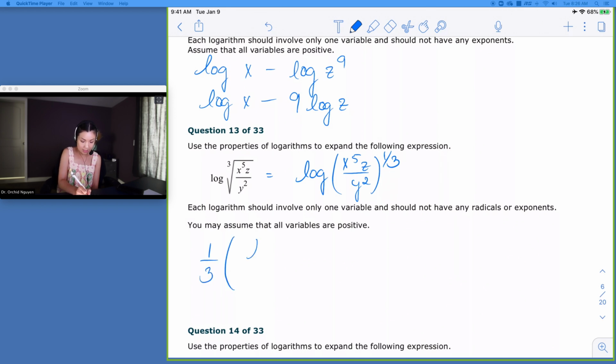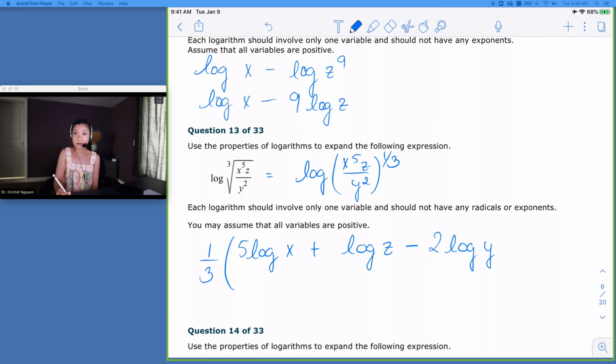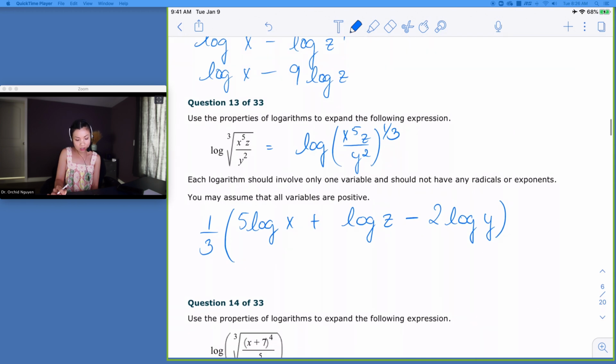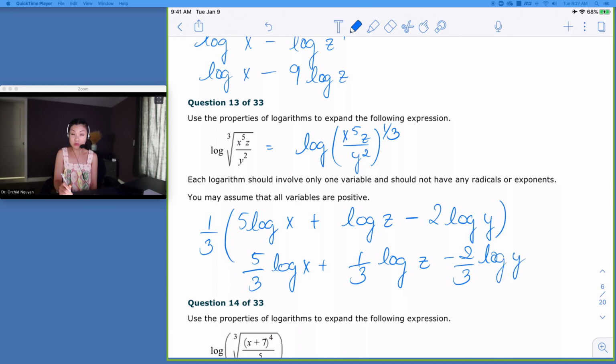What I have inside is x to the 5th power, so 5 to the front, plus log z because it's multiplication, and then we have divide, so I have minus log y, and then we bring 2 to the front, and that's going to be my final answer. Now you can definitely multiply it, so you can rewrite and do 5/3 log of x plus 1/3 log z minus 2/3 log y if you don't want to use the parenthesis.